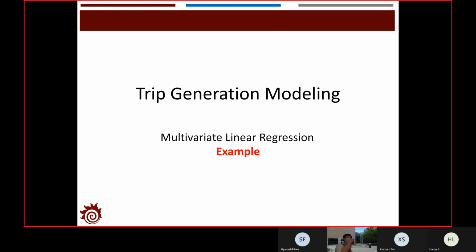Okay, so I'm going to give you an example about how we use the motivated linear regression model to conduct trip generation, and also link back to the example we explained previously about the demand and supply curves.